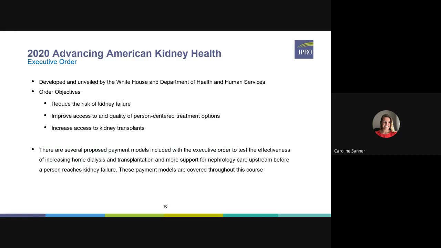So the AAKH, as it's often abbreviated, was developed and unveiled by the White House and the Department of Health and Human Services. The order's objectives are to reduce the risk of kidney failure, improve access to and quality of person-centered treatment options, and increase access to kidney transplants. There are many proposed payment models included with this executive order to test the effectiveness of increasing home dialysis and transplantation and supporting nephrology care upstream before a person reaches kidney failure. These payment models will be covered throughout this course.